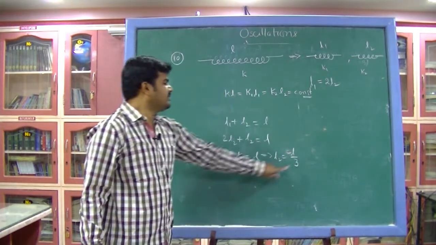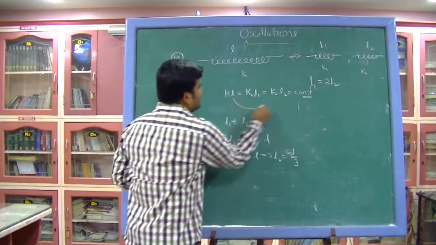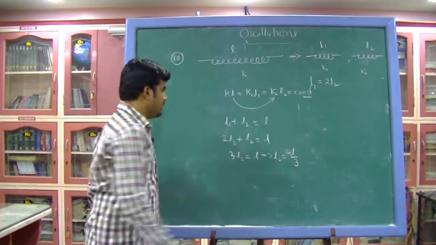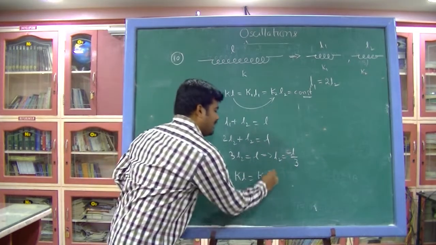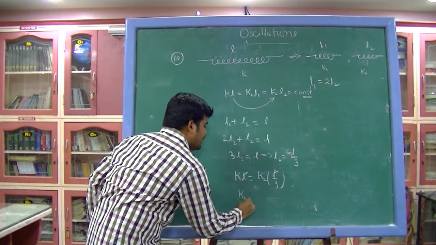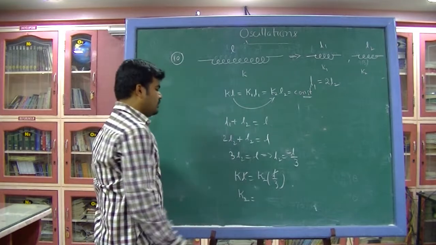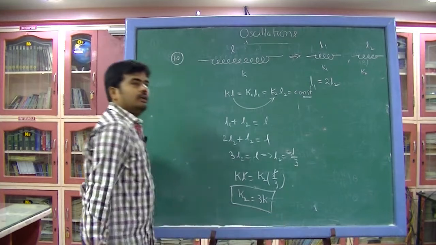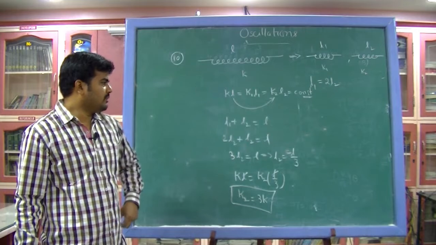Now we have obtained the L2 value. Take the equation KL equals K2 L2, so I can get the K2 value. K into L is equal to K2 into L by 3. Here L gets cancelled, therefore K2, the spring constant of the second part of the spring, is equal to 3K. This is one value. Now, let us find the spring constant of the first part of the spring.